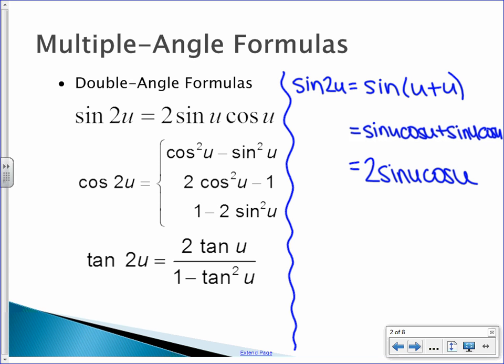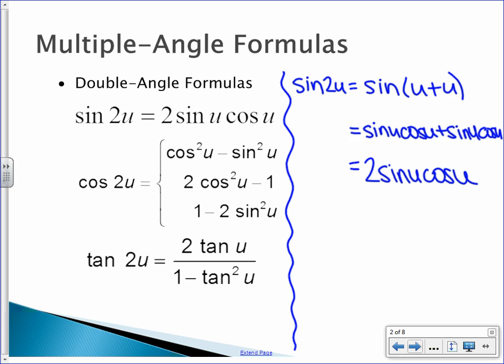So the cosine of 2u is the same as cosine of u plus u. Our cosine is cosine u cosine of the second angle minus sine of the first angle sine of the second angle, right? So this is just cosine squared u minus sine squared u. How do we get that?